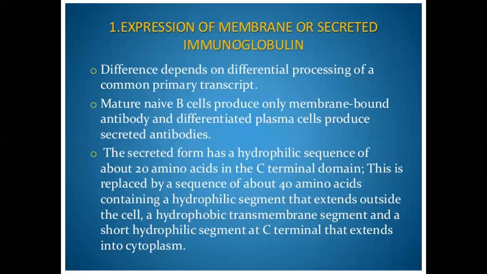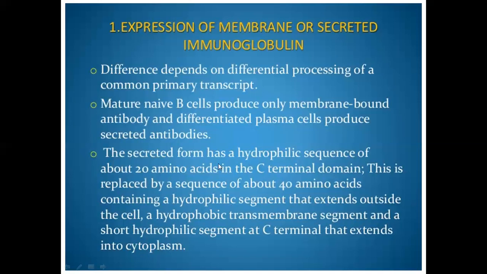Okay, there is a difference. Naive B cells produce a membrane bound antibody, and the differentiated plasma cells produce the secreted antibodies. The secreted form has a hydrophilic sequence of about 20 amino acids in the C-terminal domain. This is replaced by a sequence of about 40 amino acids containing the hydrophilic segment that extends outside the cell, a hydrophobic transmembrane segment in the transmembrane, and a short hydrophilic segment at the C-terminal that extends into the cytoplasm.